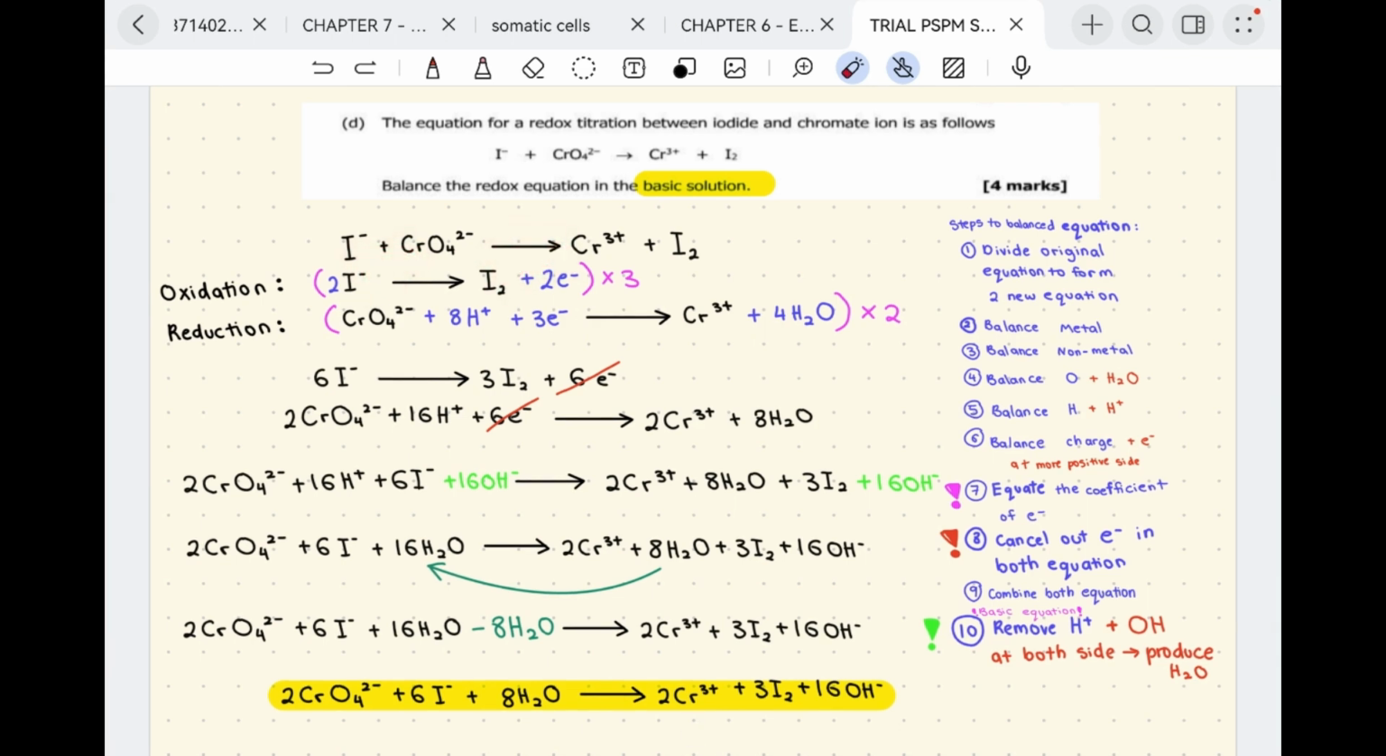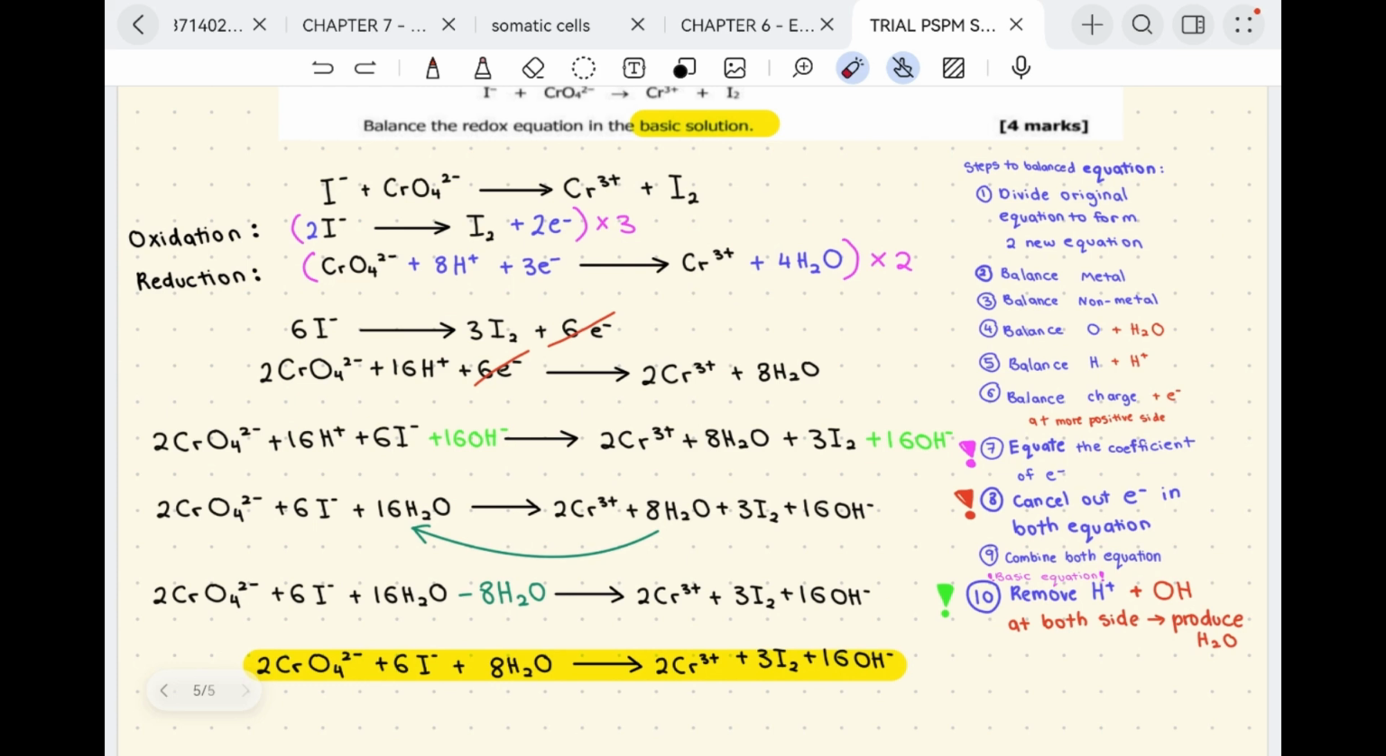For the second equation, we need to balance it also. So first we need to compare and observe the coefficient of atoms at both sides.